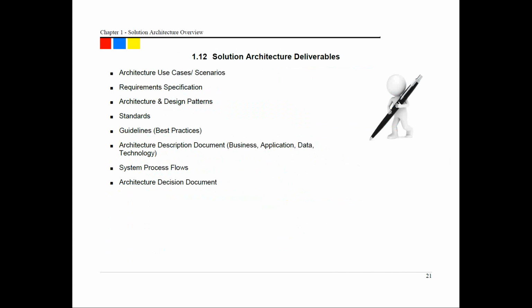We do this with deliverables, so it's good to define what exact deliverables we need and what artifacts, in fact, we need.